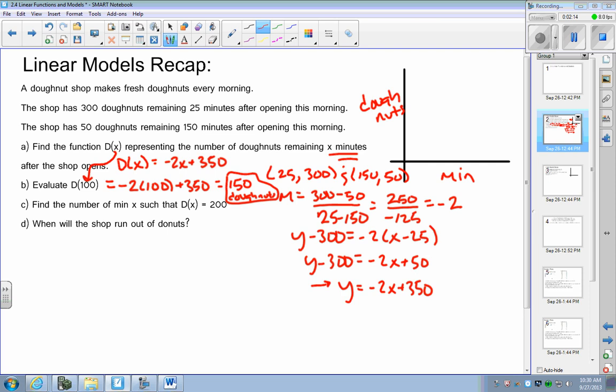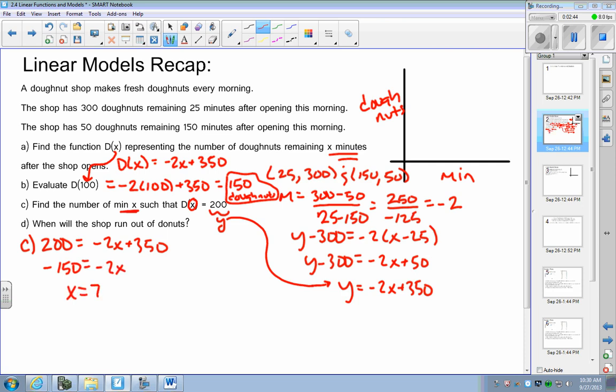Next piece, find the number of minutes x such that d of x equals 200. So they're asking you to find this x in here. So this has to be the y value if you want to interpret it that way. So that's just getting plugged in right there. So simple enough. We know the y is 200. We just have to go ahead and solve this. Okay, basic two-step equation. Okay, we're solving for x, so we know that is minutes. So 75 minutes after they open, they got 200 donuts left.